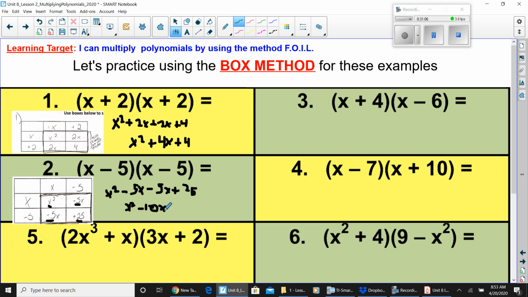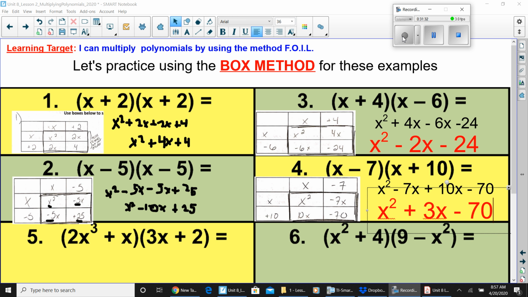And then you just bring the plus 25 down. And that is your final answer. Go ahead, we'll come back with all of the answers. See if we can do all of them. Number 5 and number 6 especially are a little bit more difficult. Try 3 and 4 next, and then we'll come back with those answers. Press pause now.